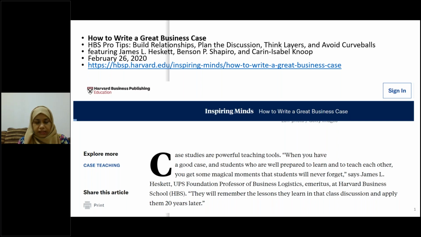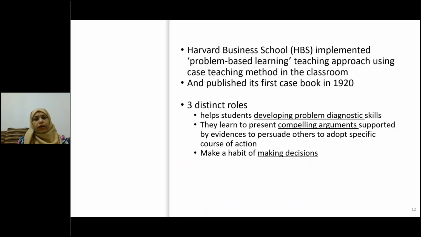So we use case study in the classroom setting to create a real life environment, so students will learn by looking at other people's examples. Basically there are three roles. There are of course many roles, but there are basically three roles in developing problem diagnostic skills. By using the cases, students learn problem diagnostic skills. They also develop the skills to make compelling arguments to explain their points of view, and they will also learn how to make decisions in a volatile situation.